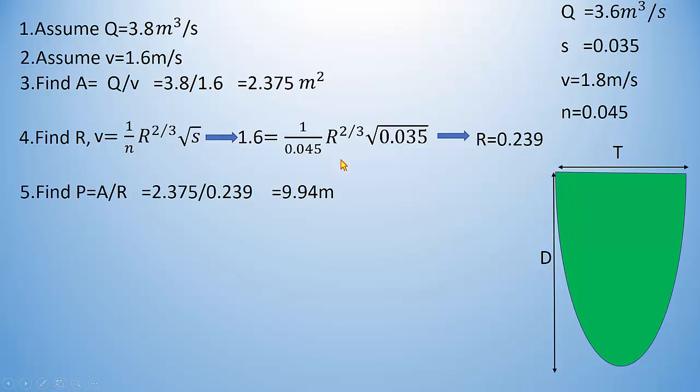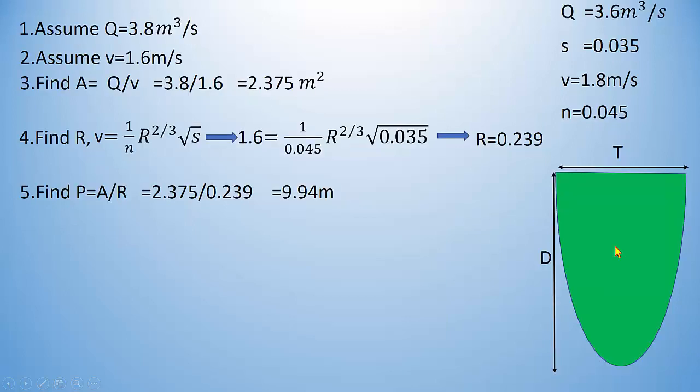In the next step, we know that the hydraulic radius equals the wetted area over the wetted perimeter. So simplifying, we get the wetted perimeter equals wetted area divided by hydraulic radius. So we do 2.375, that is the area, divided by the hydraulic radius, that is 0.239, to get 9.94 meter.